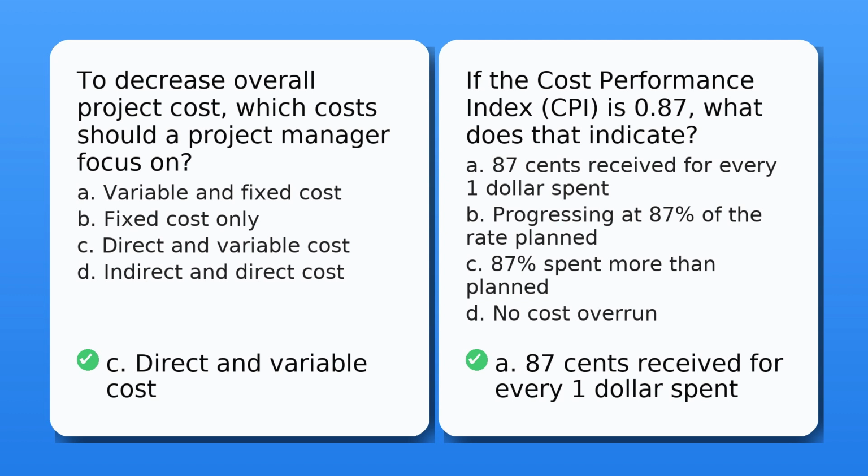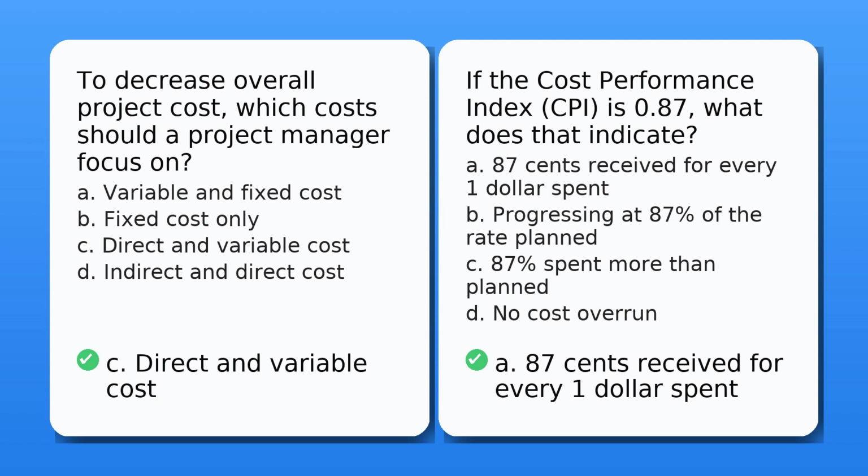If CPI is equal to 1, you are perfectly on budget. If CPI is greater than 1, you are under budget, which is great news. If CPI is less than 1, like the case 0.87, you are over budget. This means for every dollar you are spending, you are only getting 87 cents worth of actual work done.